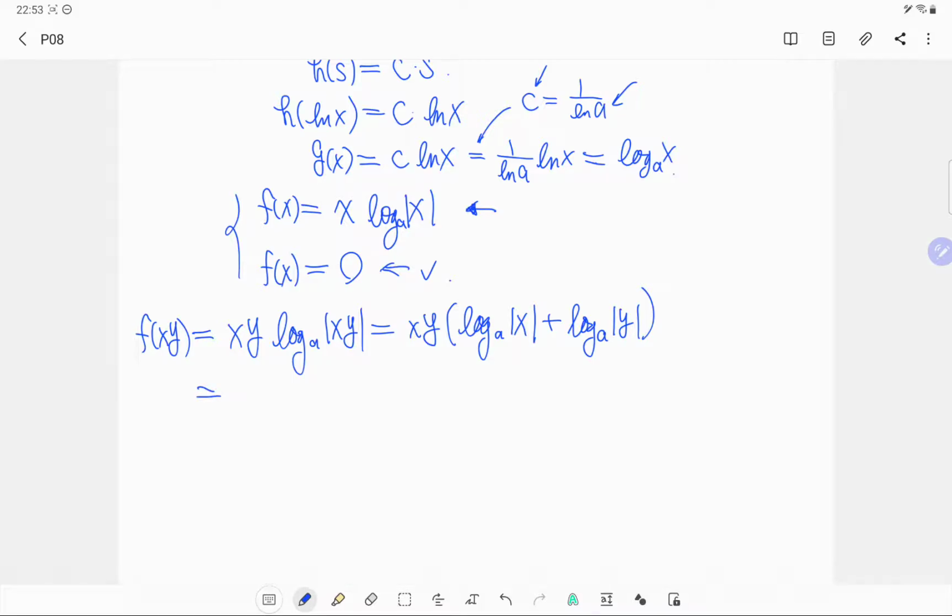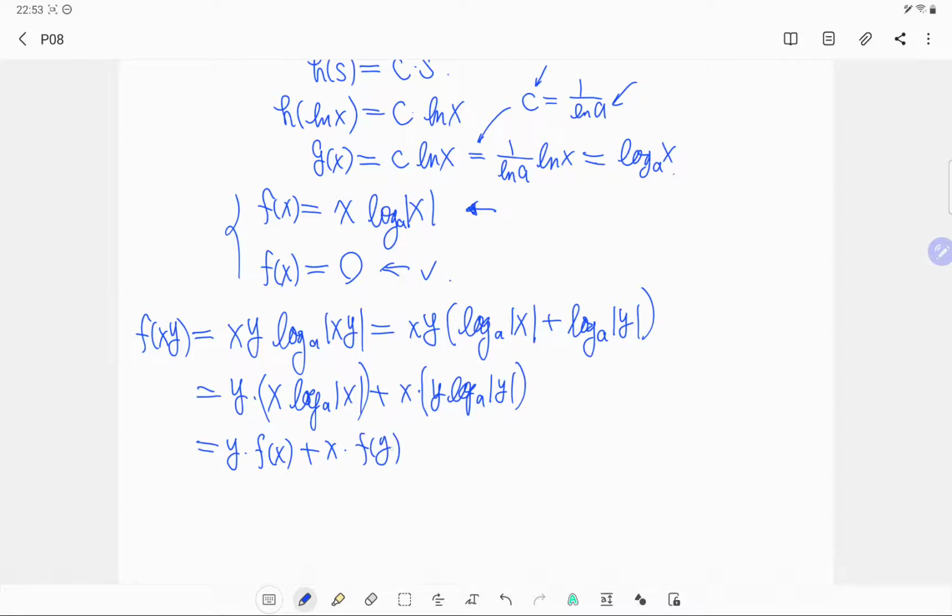We will have, let me see, y times x log of absolute value of x with base a plus x times y log of absolute value of y with base a. And then we can put the parentheses so that we can see clearly it should be y times f of x plus x times f of y, which is the right-hand side of the functional equation.